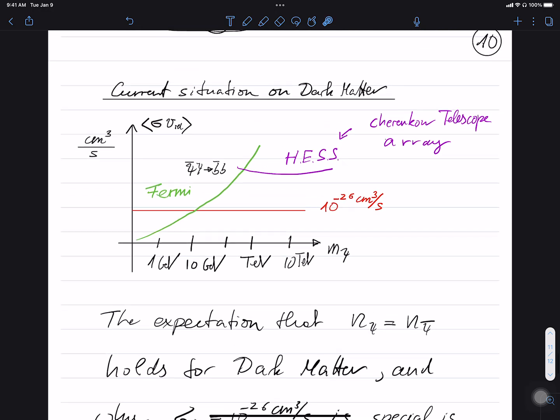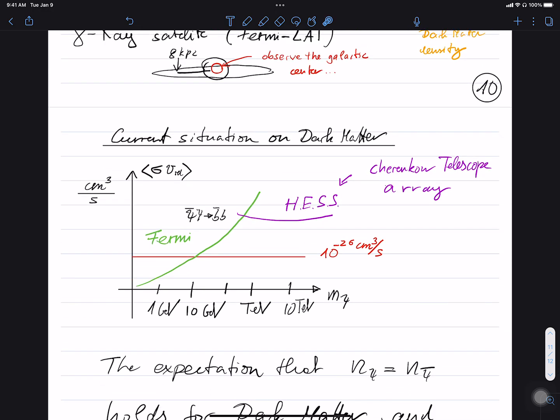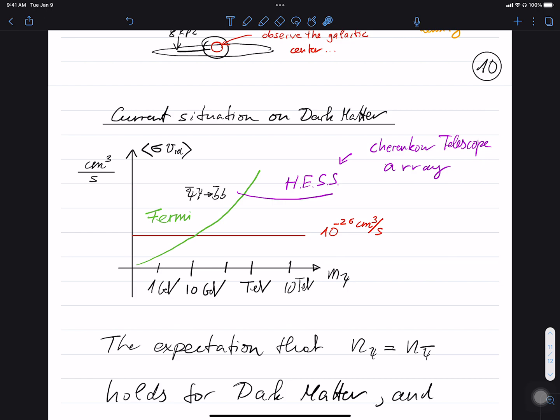Well, that's it for today. In the next lectures we will look at so-called loop processes that need regularization and renormalization in order to make sense of higher order diagrams in quantum field theory.